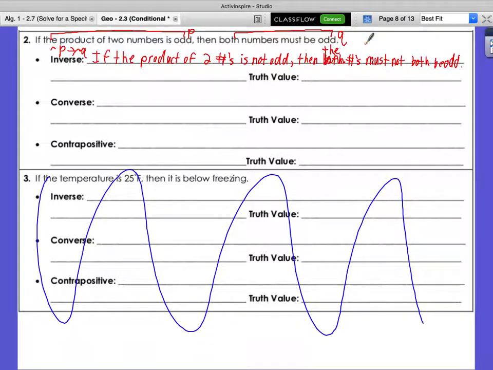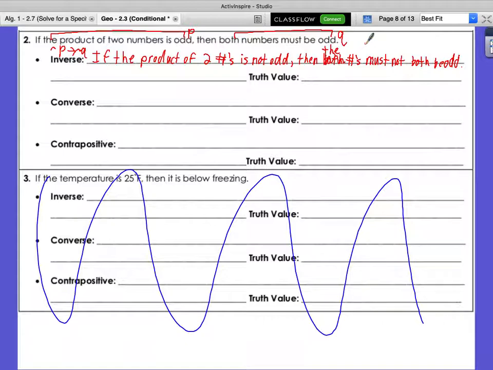Now if the product of two numbers is not odd, okay? So what are two numbers? What's the number that's not odd? Four. Okay, four. What are the factors of four? What multiplies to four? Two and two, okay? So are both numbers odd? No. Two and two are not odd, and the product is not odd. So far that's true. Can we think of a time where we ever multiply to an even number, like 4, 6, 8, 10, and we use two odd numbers to do that?